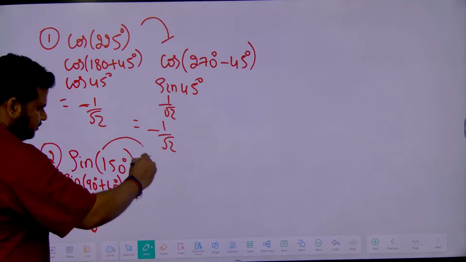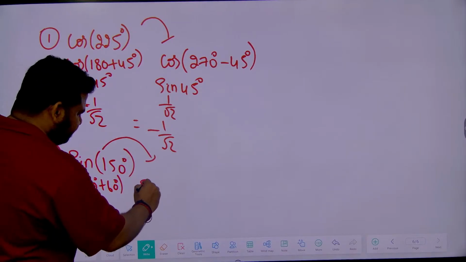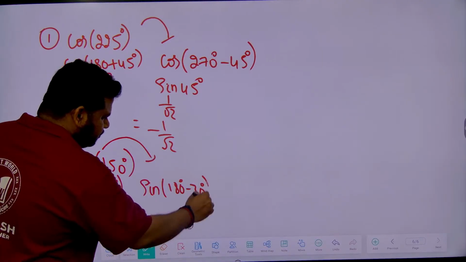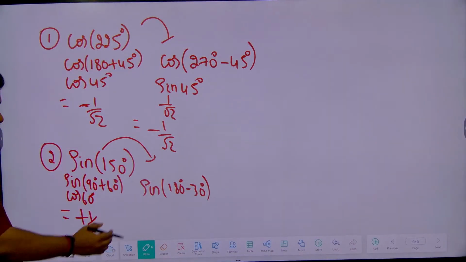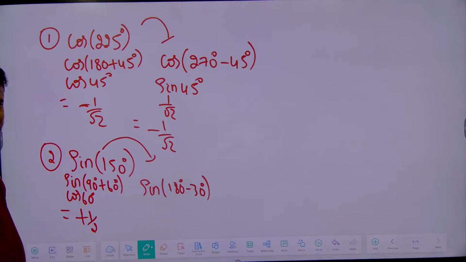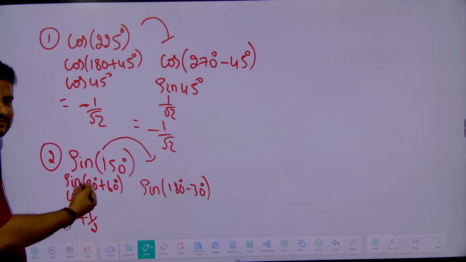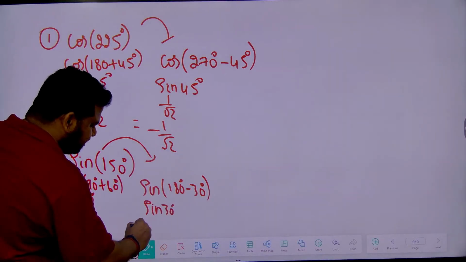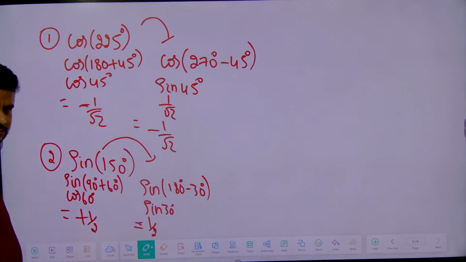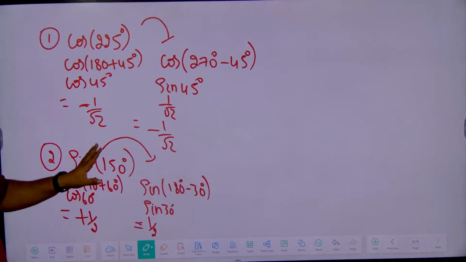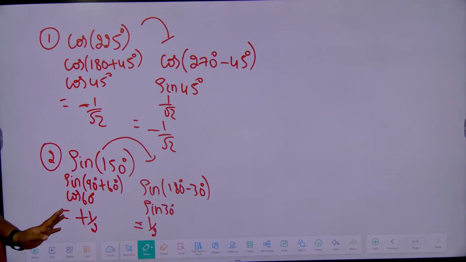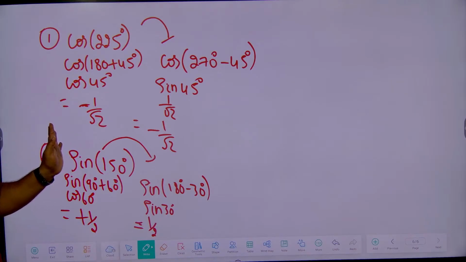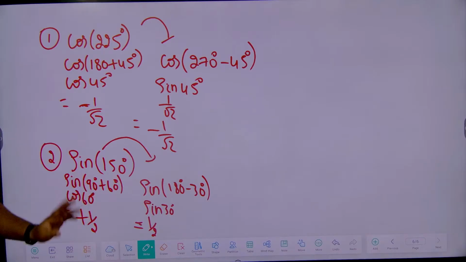Otherwise, another method: sin 150 can be written as 180 minus 30 degree. Kada? So 180, 18 is what, odd or even? Even. So even means sin will become sin only. So I'll get sin 30. What is the value? 1 by 2. That's it. Clear, no? Like this you can easily find out the values without knowing the formulas. Just the trick I wrote in the previous slide is totally enough for you to solve these questions.